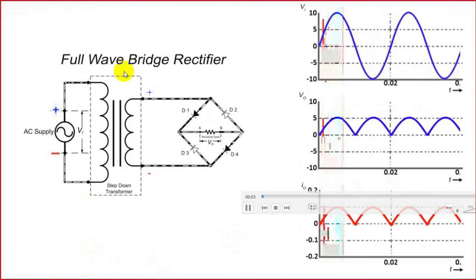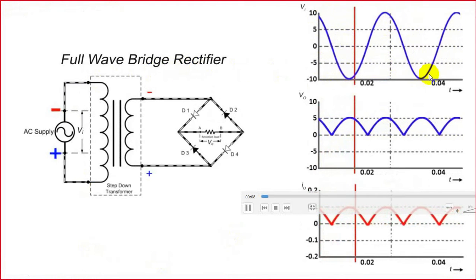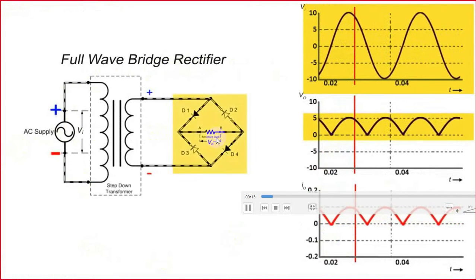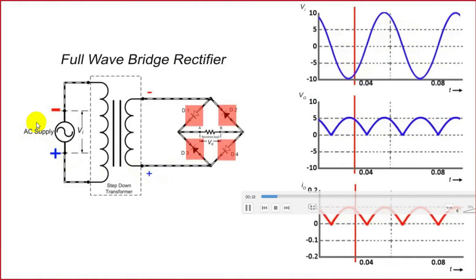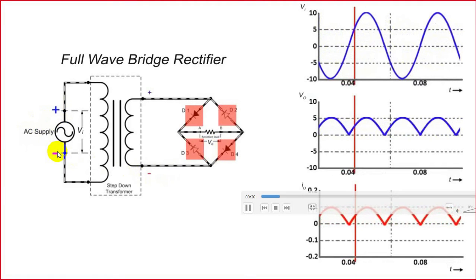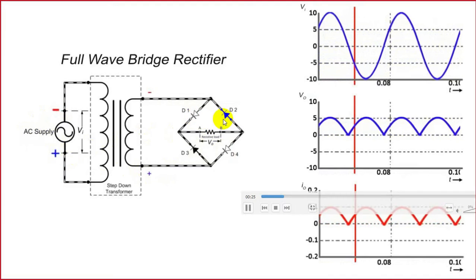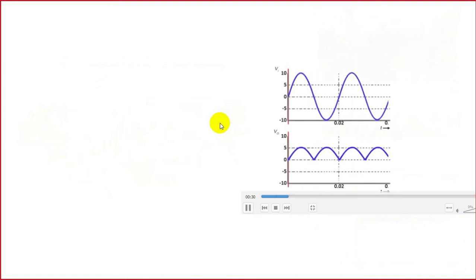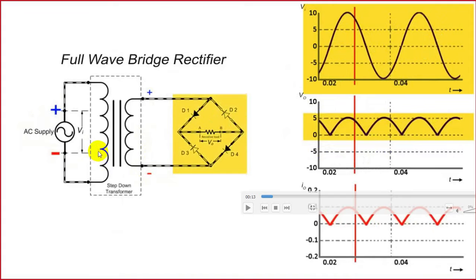So this is the full-wave bridge rectifier. Look at over here. This is the AC voltage at the input, and there are 4 diodes. At a particular time, only 2 diodes conduct, where supply voltage is applied negative and positive over here. You see, this is the conduction. Supply voltage positive and negative.